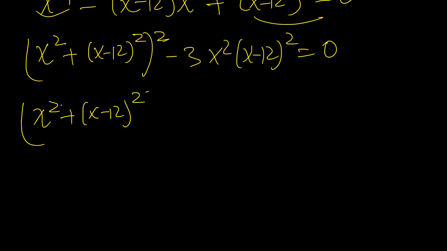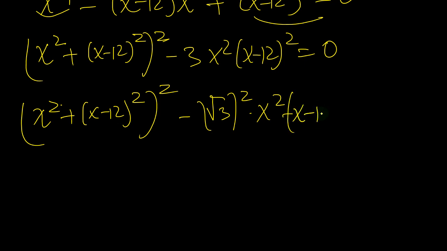And then I'm gonna say this is square, and here this is minus. And then I'm gonna write this one as square root of 3 squared, times x squared, times x minus 12, and this is to the power of 2. And then this is 0.